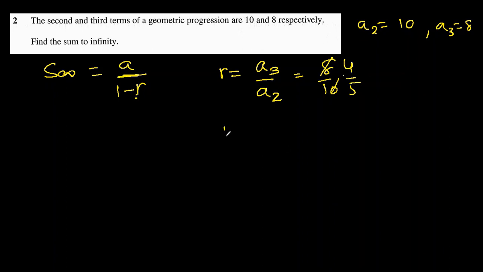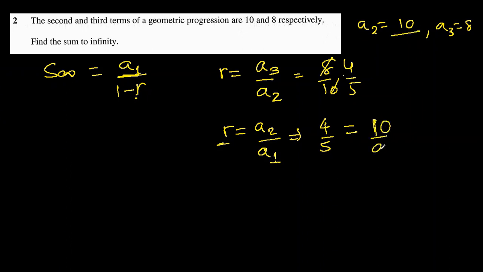Alright, now we need the first term. So r can also be written as A2 over A1, correct? And we need this a, which is actually A1. So r we know now, so we can write 4 over 5 equal to A2, which is given to us, 10 over A1.